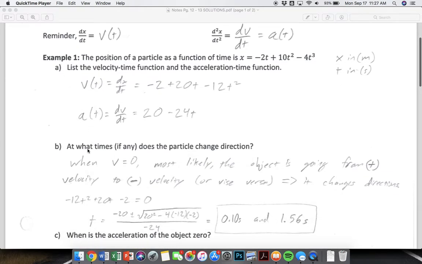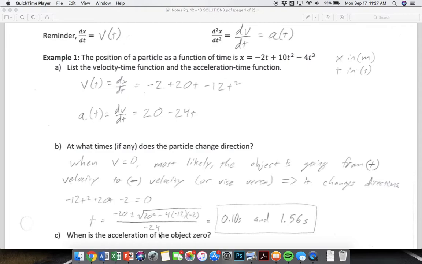So setting the velocity function equal to 0 sets us up with a quadratic equation. Our solutions are going to be negative b plus or minus the square root of b squared minus 4ac, all divided by 2a. So that comes up with two solutions. It turns out that the particle should change directions at 0.10 seconds and 1.56 seconds.